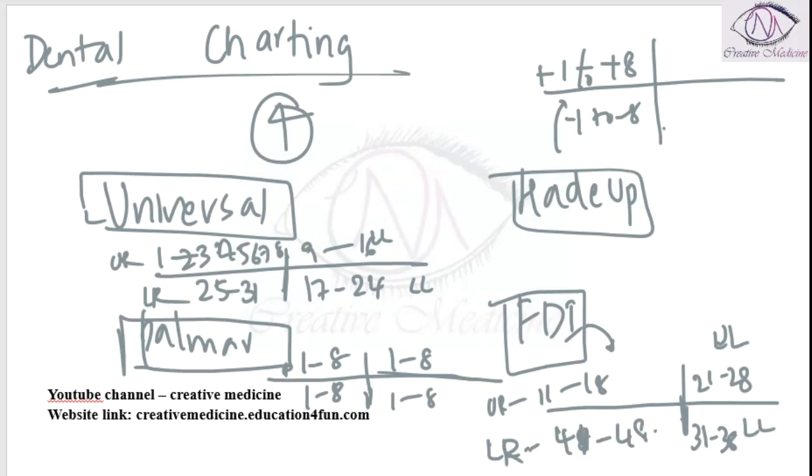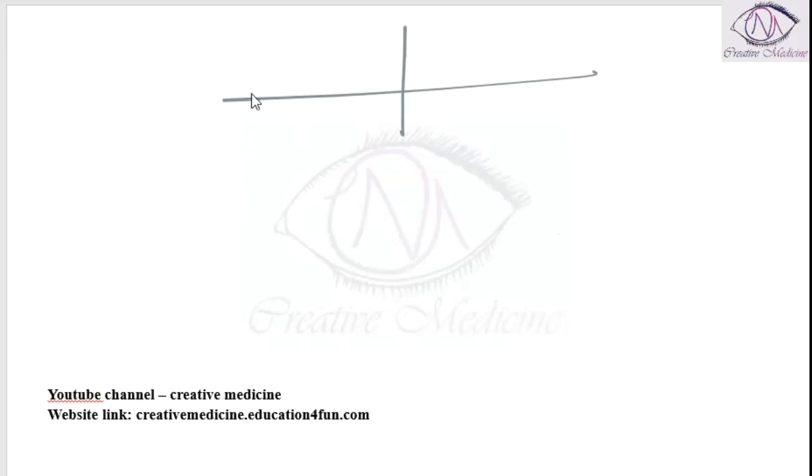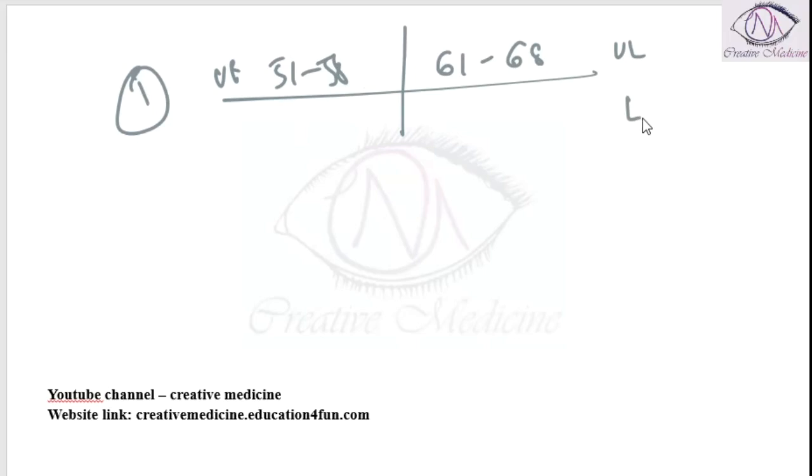Temporary teeth. For temporary teeth, the upper right quadrant is given the numbering from 51 to 58. The upper left quadrant is given numbering from 61 to 68. The lower left quadrant is given numbering from 71 to 78, and the lower right quadrant is given numbering from 81 to 88.